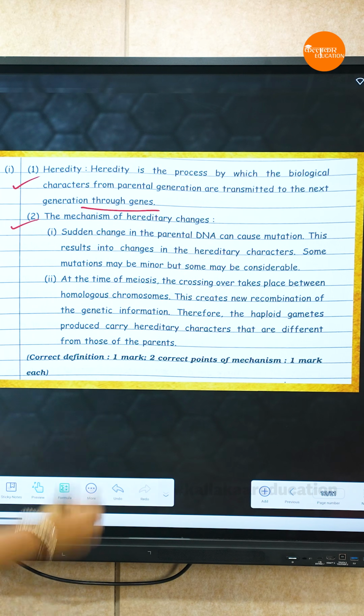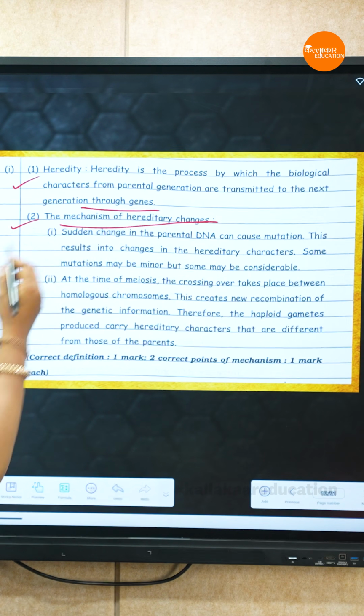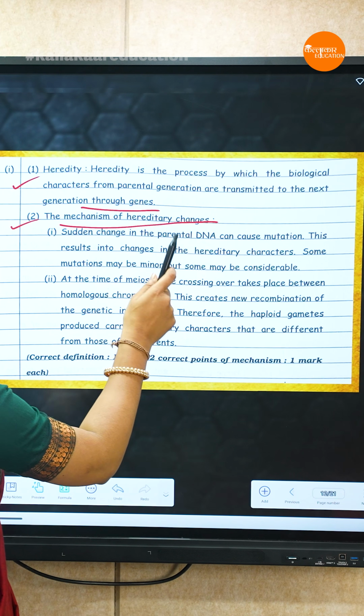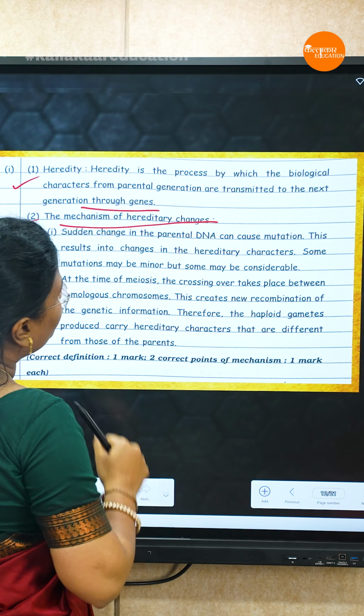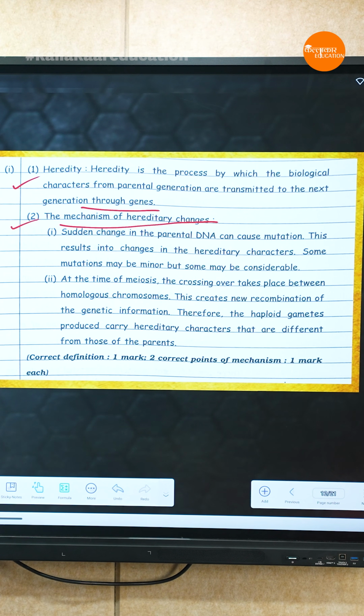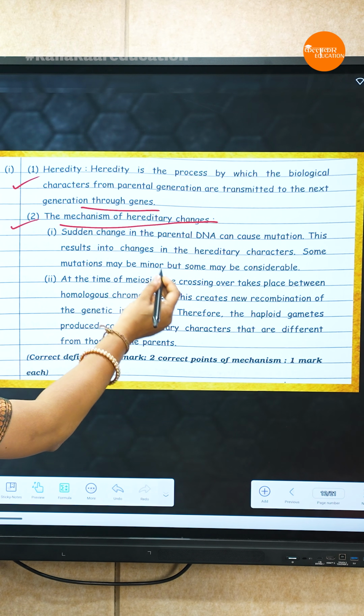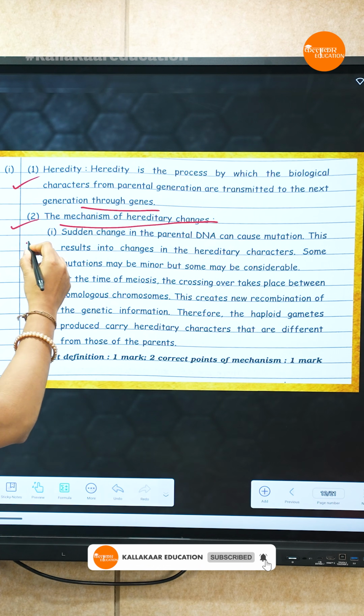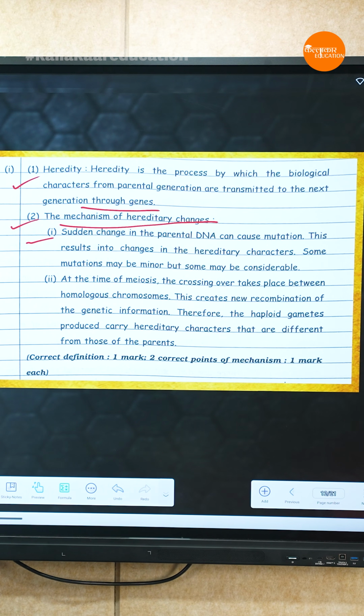The second point will be the mechanism of hereditary changes. You also have to mention any 2 points for the mechanism of hereditary changes. Sudden changes in the parental DNA can cause mutation. This results in a change in the hereditary characters, and some mutations may be minor but some may be considerable. For this point you will get 1 mark.